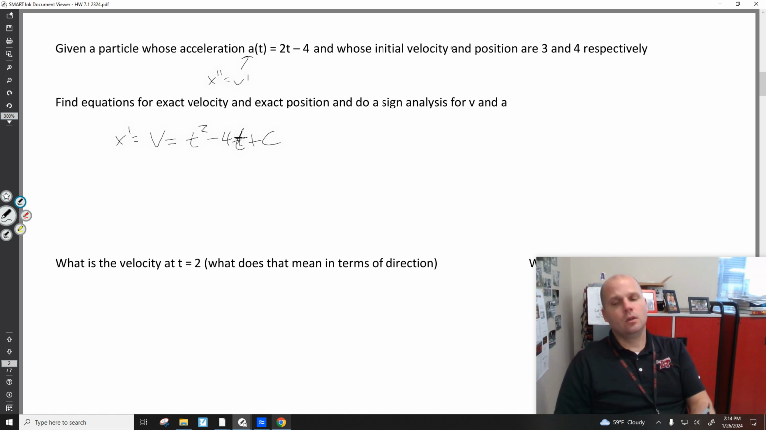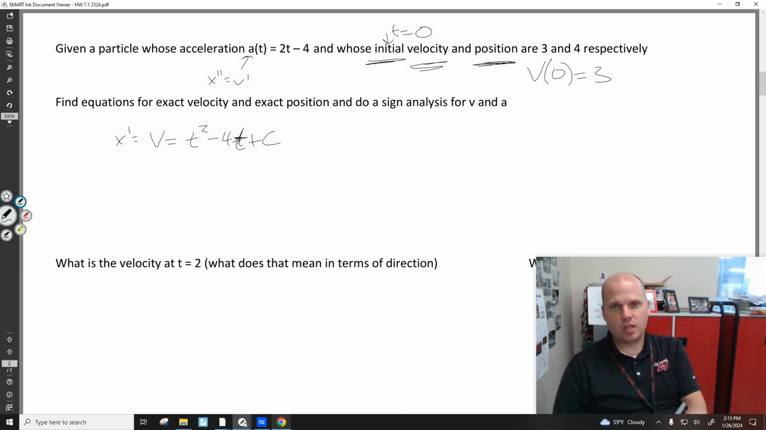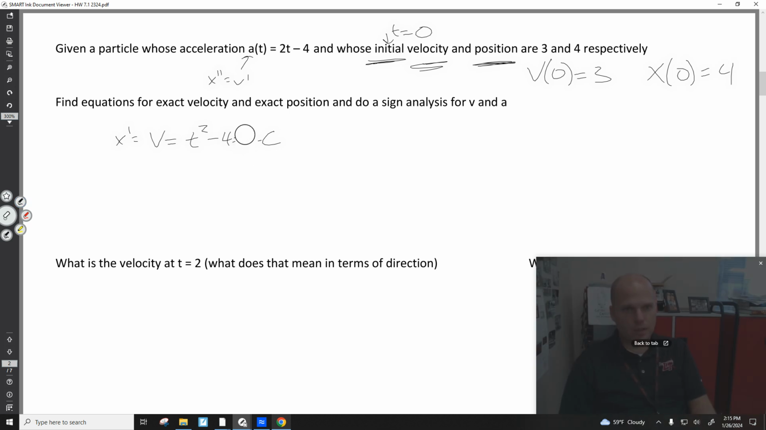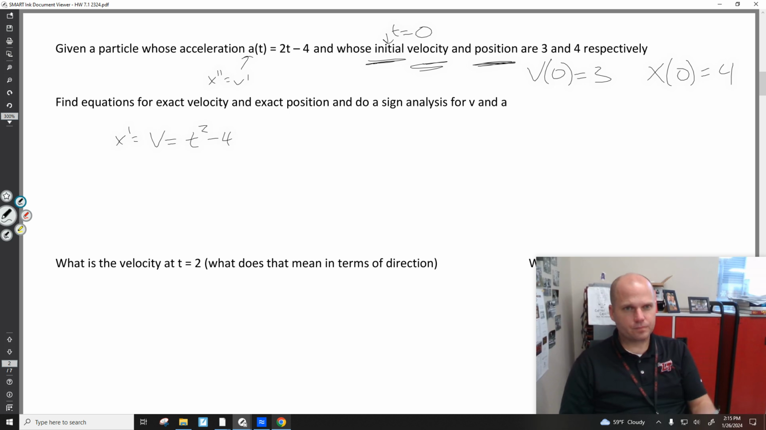Oh, I'm given some information. Initial velocity and initial position. Initial means when t equals 0. You're going to see that a lot. Just know that's when time is 0. That means your velocity at time 0 is 3. That means your position at time 0 is 4. Okay? Here we go. Velocity at 0 is 3. If I plug in 0, I get that C is 3. That should make sense. I should not have to show you that.